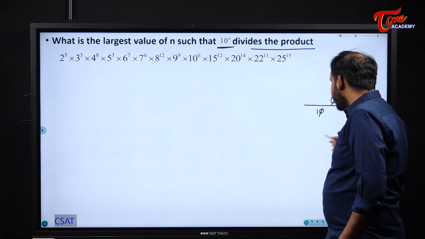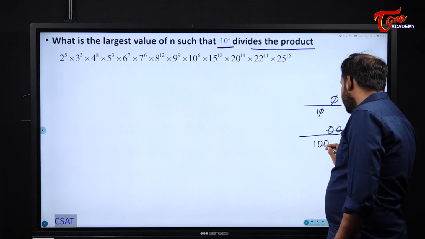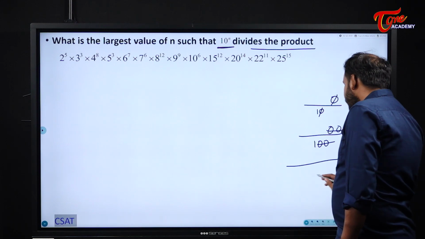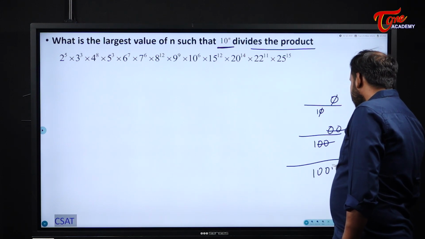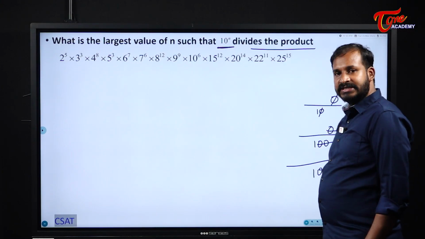If a number wants to be divisible by 100, the last 2 digits should be zeros, right? Minimum. Then it will become divisible. If a number wants to be divisible by 1000, the last 3 digits should be what? Definitely zeros, then it will become exactly divisible.